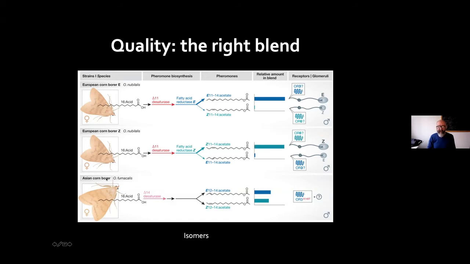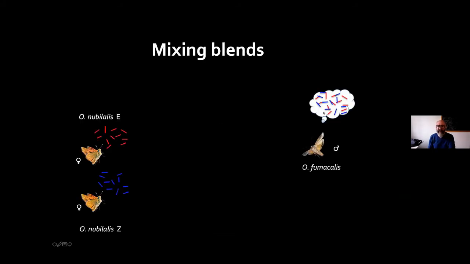However, the Asian corn borer, which is a different species, responds to a mixture with almost equal proportions of these two stereoisomers. All right. So here you see another difficulty in the problem of mating. Suppose this is a male of the Fumacalis, which responds to the 50-50% mixture. Far away there are two females, one for each strain. This one emits only E's, this one emits only Z's.